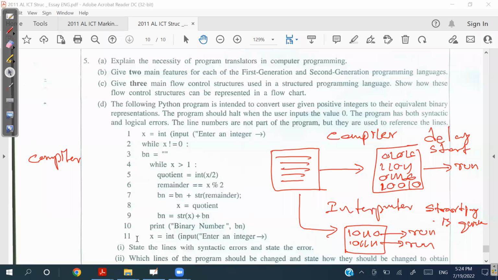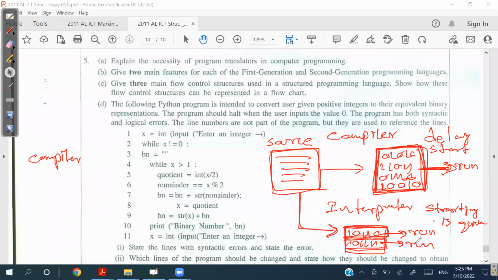Right? So the compiler will convert the source code into the machine code entirely. Then it allows it to run. And when it comes to the interpreter, it converts the source code line by line. So it converts a line and then it asks to run. It converts the next line, then it asks to run.